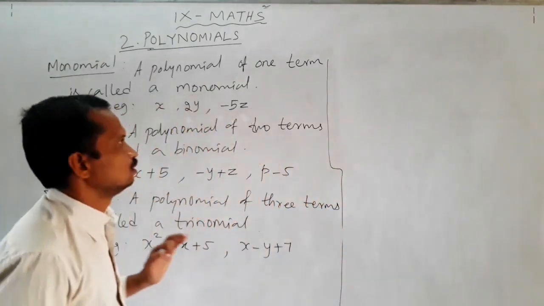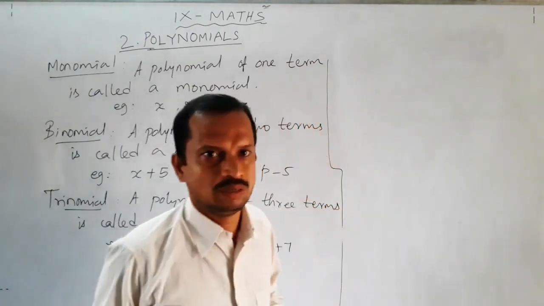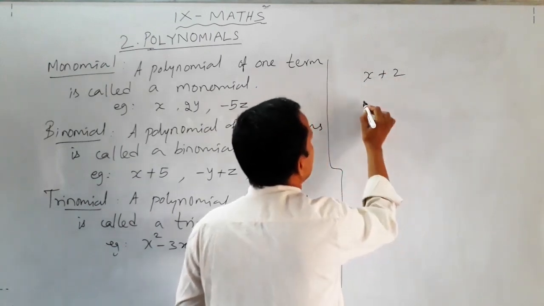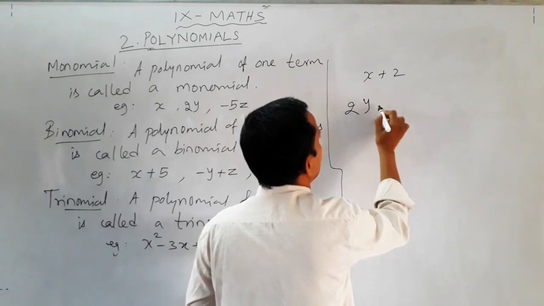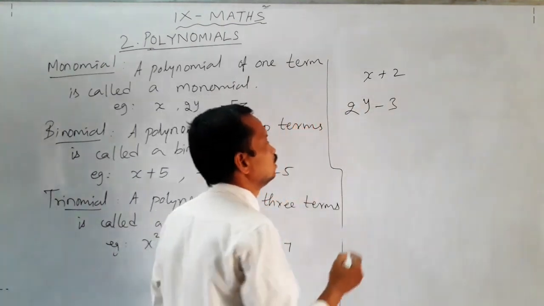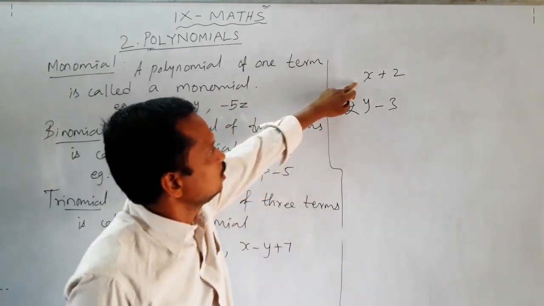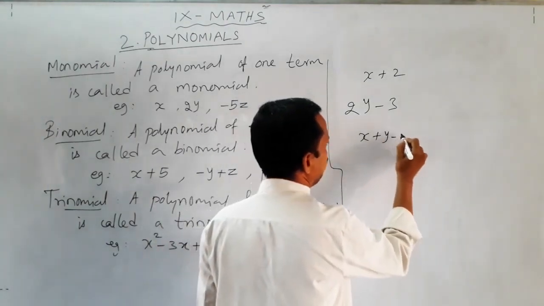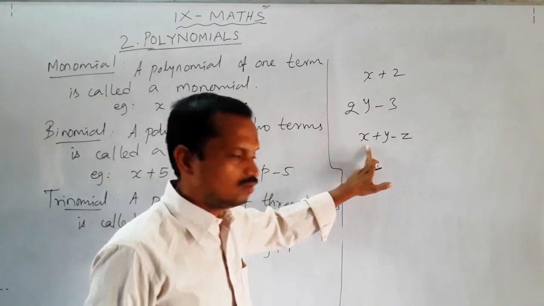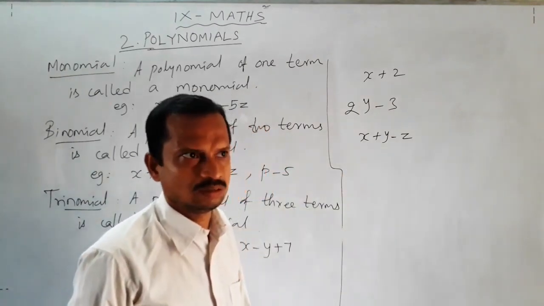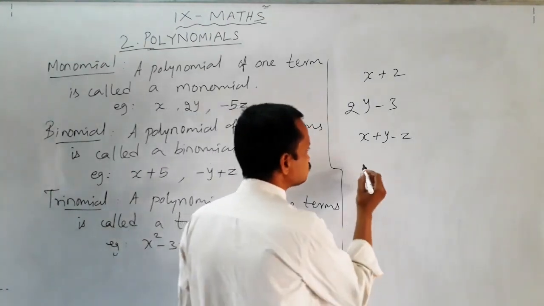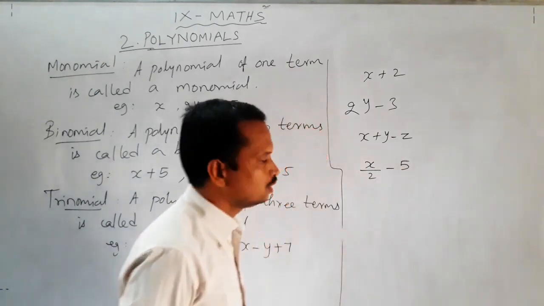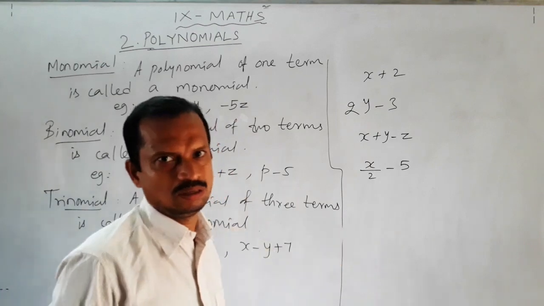So now, what is a polynomial? x plus 2 is a polynomial, 2y minus 3 is a polynomial. You see, in all these polynomials, different variables like x, y are there. x plus y minus z means what? Here it is a polynomial of 3 variables. Clear or not? So like that everything is a polynomial. And then x by 2 minus 5. You see, x by 2 minus 5 is a polynomial and algebraic.